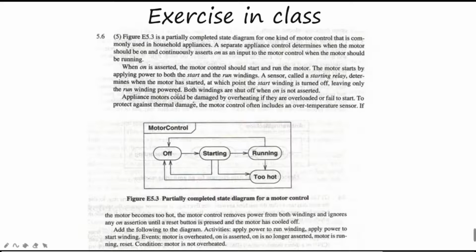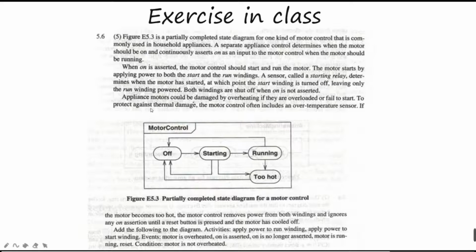It means we need to apply power to both the start and run winding to start the motor. And after the motor is started, we need to turn off the power for the start winding and leave the power for the run winding. But if on is not asserted, both windings are shut off.